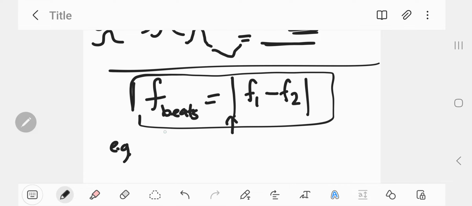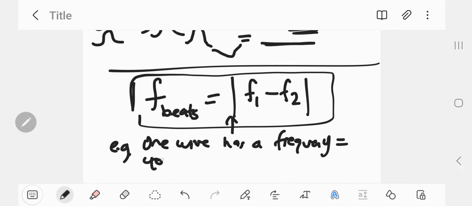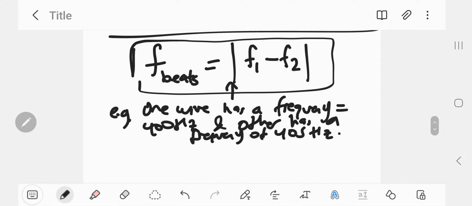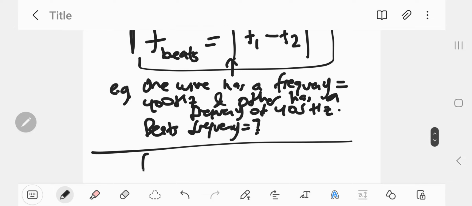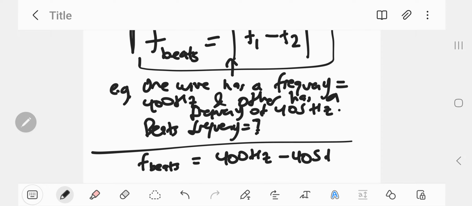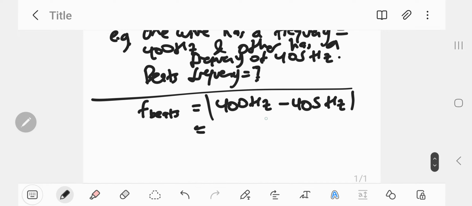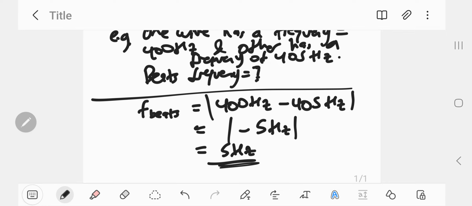So let's suppose you've got one wave with a frequency of 400 hertz and another with a frequency of 405 hertz. What's the beats frequency in this case? Let's work it out. We use that formula at the top there. F sub beats is equal to F sub 1, which is 400 hertz, minus F sub 2, which is 405 hertz, and take the absolute value. So 400 minus 405 is minus 5 hertz. But we're taking the absolute value, so we'll get 5 hertz. That's the resultant frequency that you get. Absolute value means make something positive, or in other words, how far something is away from 0, which in this case is 5. So minus 5 is 5 units away from 0.